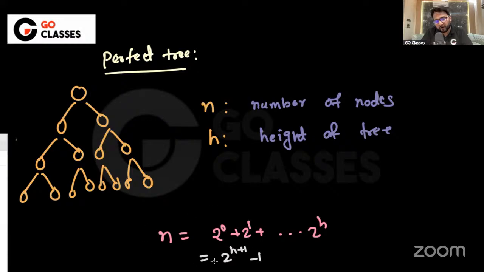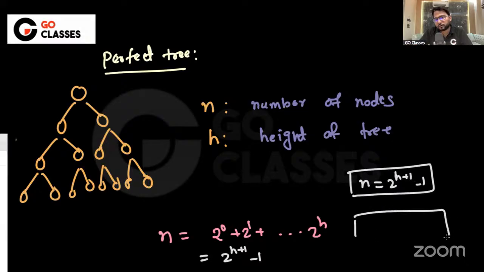So from here, you can find out the relationship. If you want, you can find h in terms of n. So basically, in one box you can write n equal to 2 power (h plus 1) minus 1, or in another box, you can write h equal to log of (n plus 1) minus 1, right? Something like this. So is this fine to everyone? Right? Okay. So now we know the relationship between these two also.